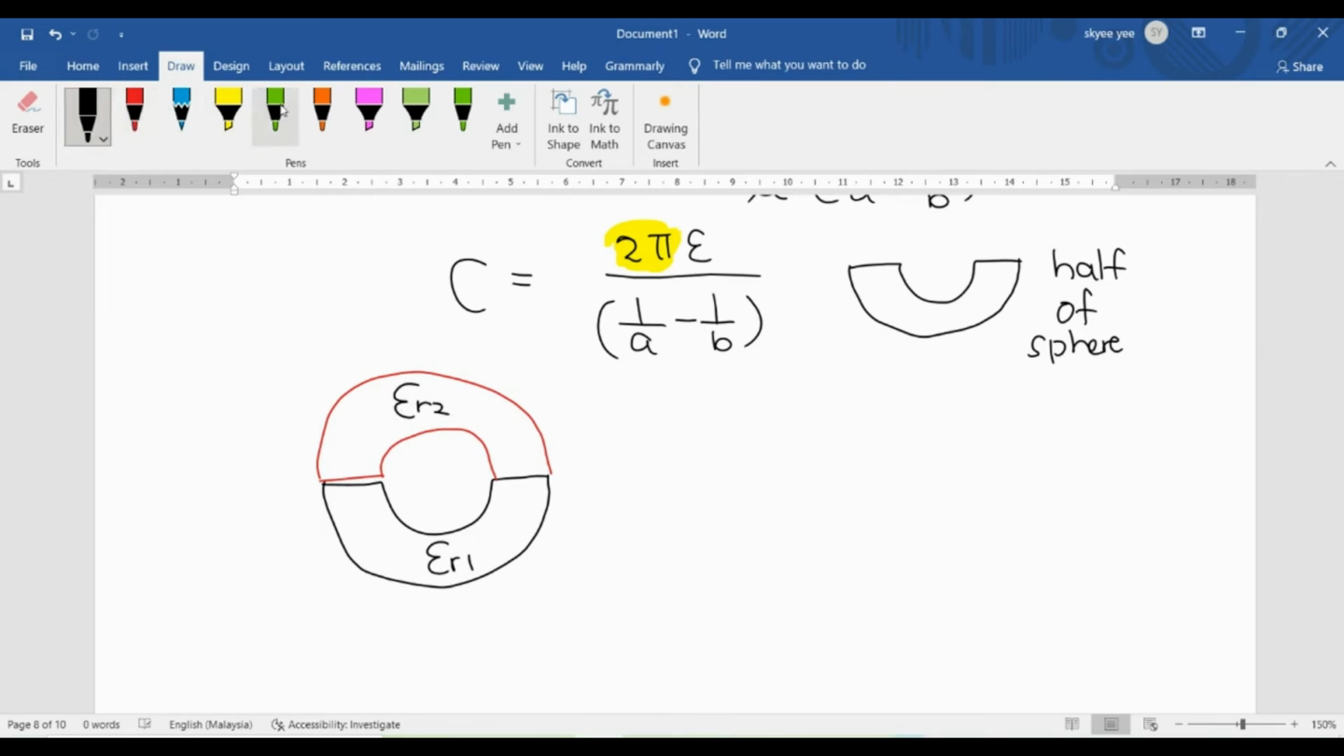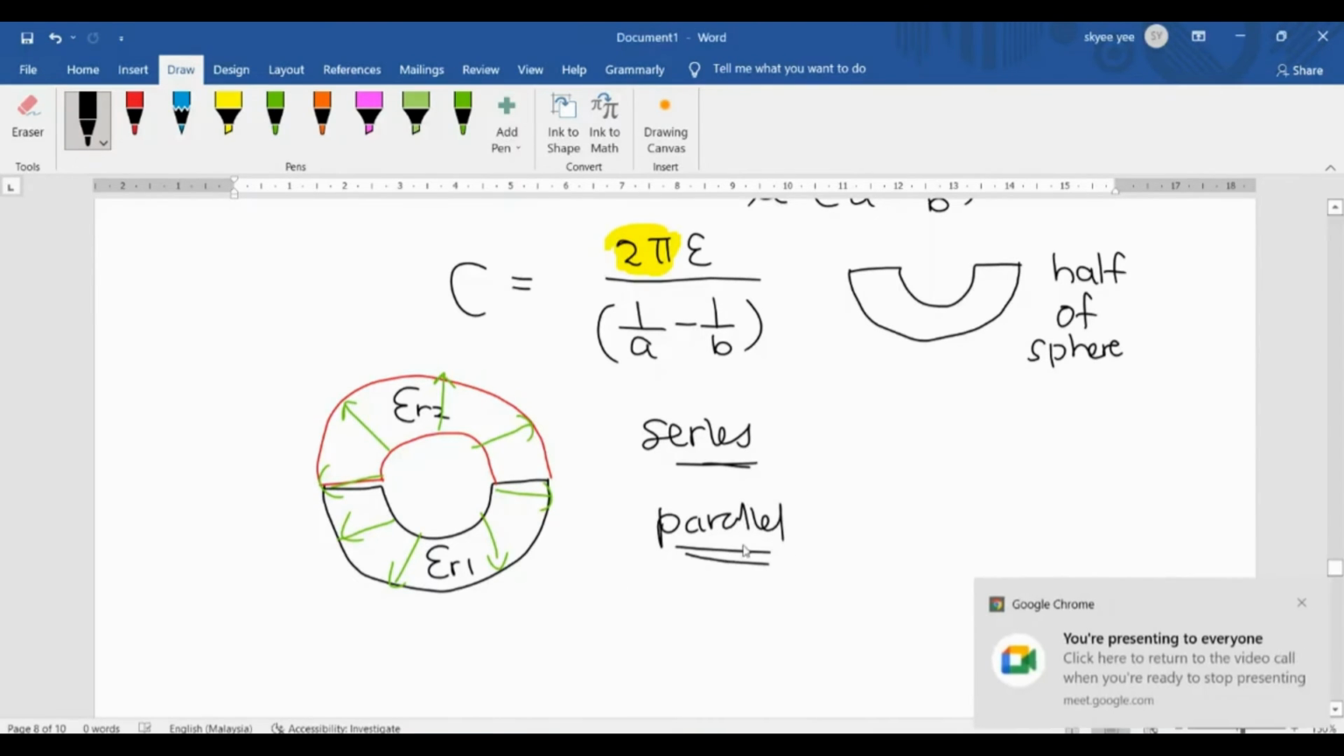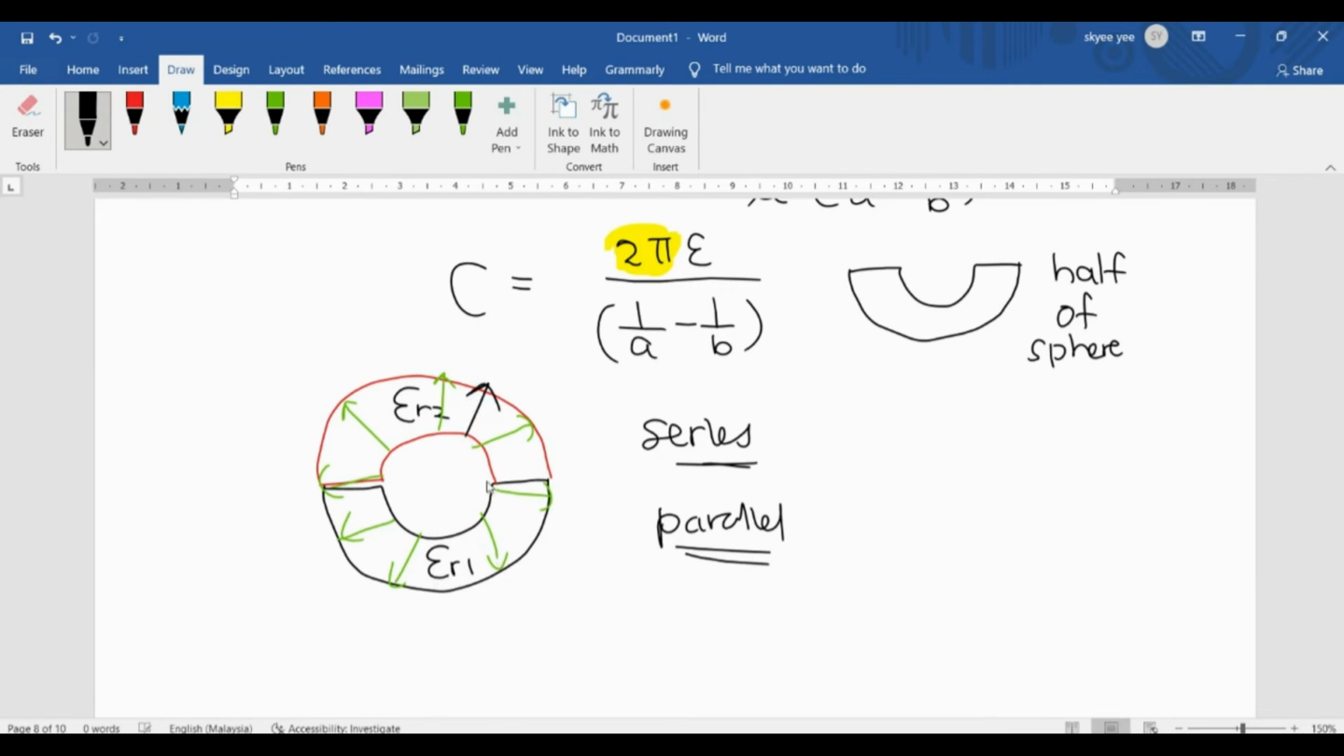Again, I want to ask you, what kind of configuration is this when you arrange two capacitors in this way? If this is the direction of the electric field, is this series or parallel? Yes, very good, correct. This is parallel, because the electric field has a choice. If it doesn't want to pass through epsilon R1, it can go here and pass through epsilon R2. So this is a parallel capacitance, and for parallel the C total will be C1 plus C2.